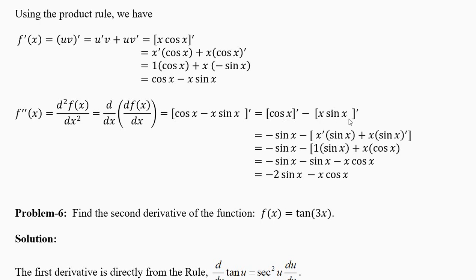Now the derivative of x sin x we have seen before. It is the derivative of the first function into second function: 1 into sin x plus x into the derivative of sin, which is cosine x. Now open the bracket: minus sin x minus sin x minus x cos x. We'll get minus 2 sin x minus x cos x.